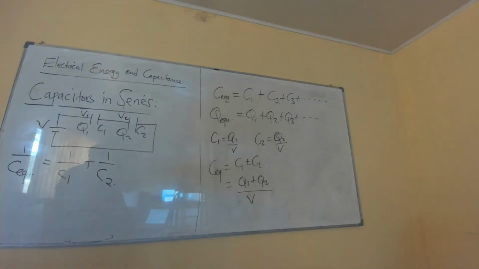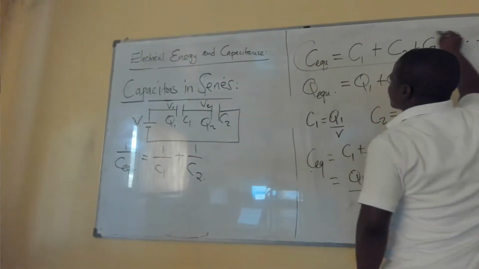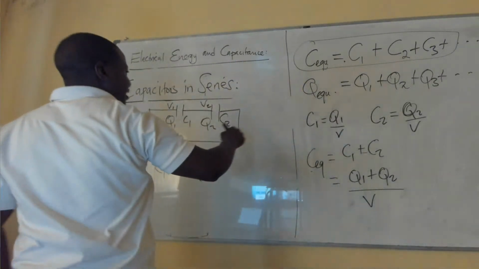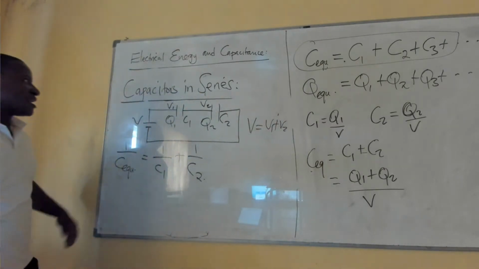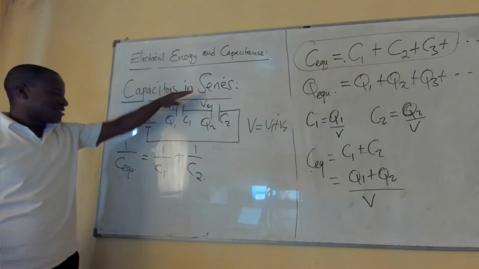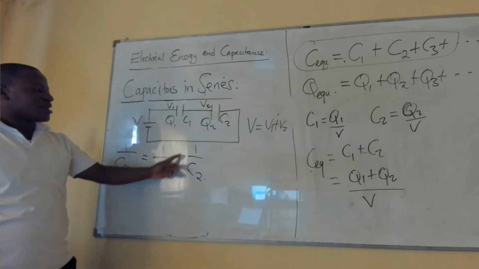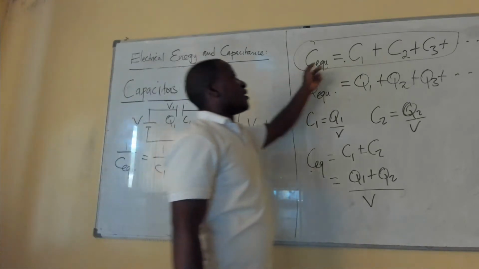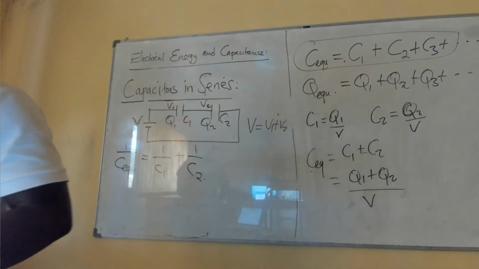total capacitance in series. But remember, in parallel, it is calculated in this way. So don't confuse the two. This is the opposite of the voltages. Here, you realize that V will be equal to V1 plus V2 in this case. But if capacitors are connected in series, it means that 1 over C equivalent must be equal to 1 over C1 plus 1 over C2. If they are connected in parallel, C equivalent is C1 plus C2 straight away. That is the difference. Okay.